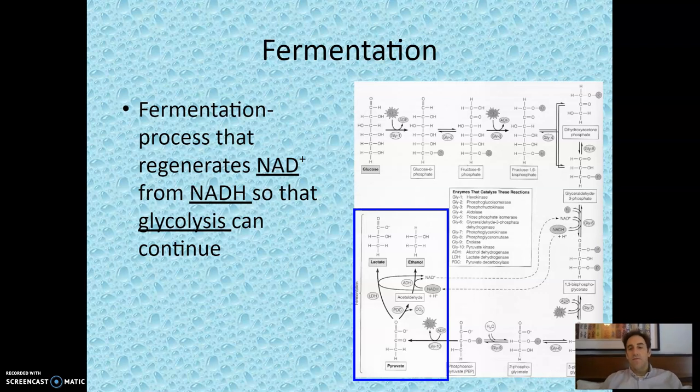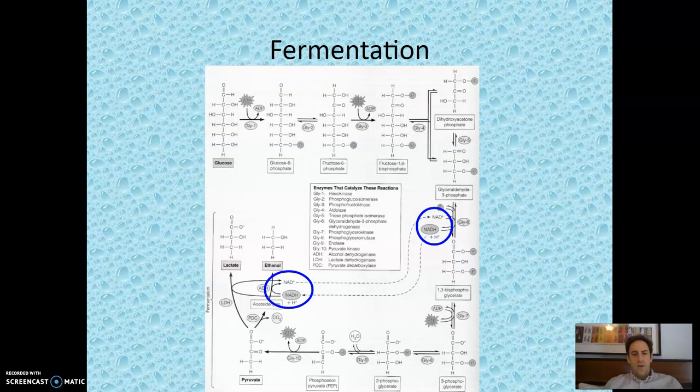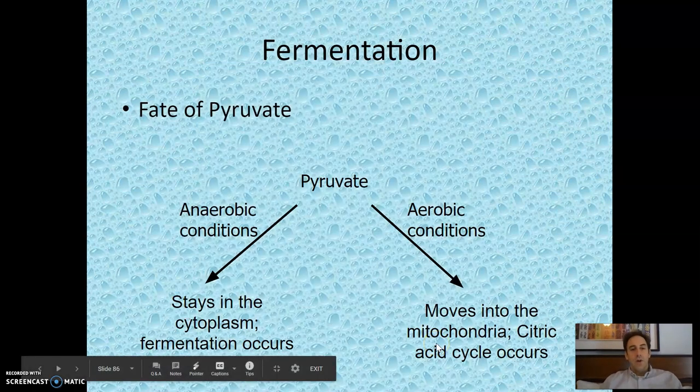If there's not enough oxygen for cellular respiration, then by golly, at least we can keep going through fermentation. So here's just kind of a zoomed in picture showing glycolysis and that relationship, how NAD plus is used here and NADH is generated, and then NADH is used in fermentation to regenerate NAD plus so that this reaction can continue and glycolysis can continue.